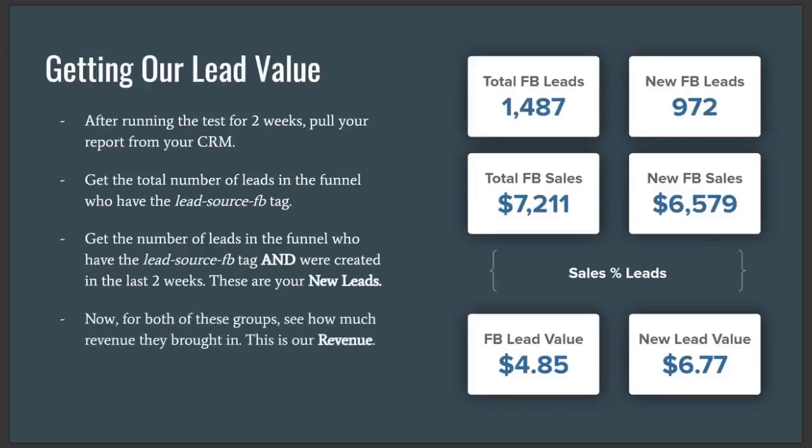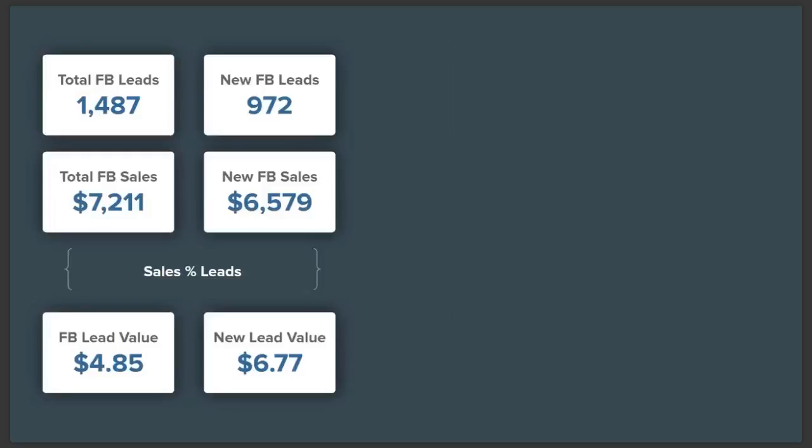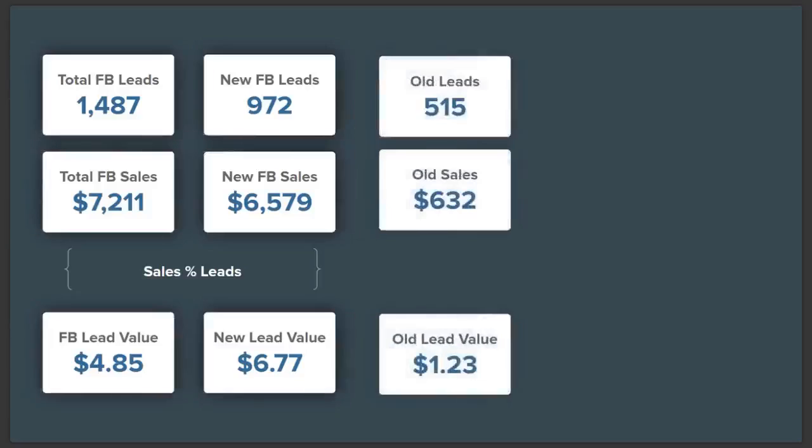Now, for both of these groups, we're going to see how much revenue they brought in, and that's our sales number, our revenue number. Then we're going to divide the revenue by the number of leads to get our lead value. We can see here that we have a $4.85 lead value for Facebook, but new leads coming in from Facebook are $6.77. So that means that new leads coming in from Facebook are much more valuable than the general lead.